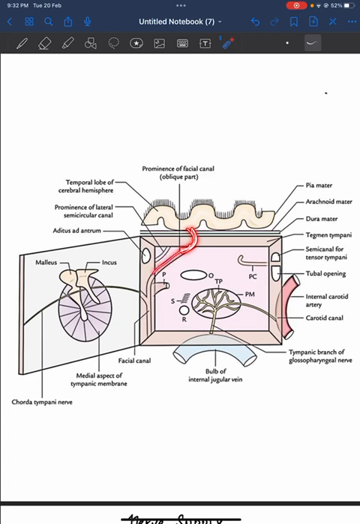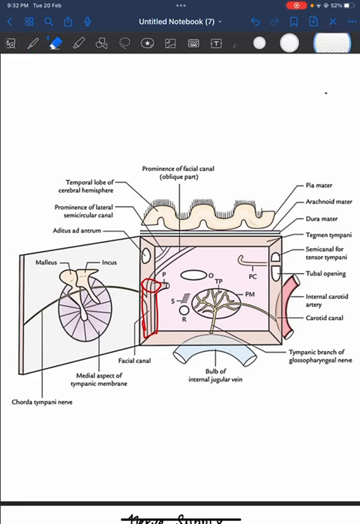Then this facial nerve travels over here, and at the posterior wall it travels in the facial canal. This part is known as the facial canal. In the facial canal this facial nerve travels.